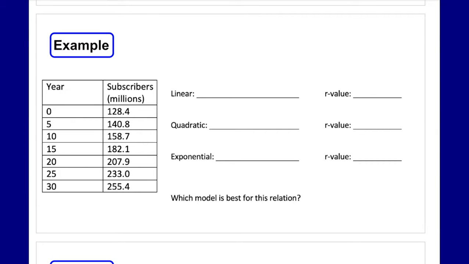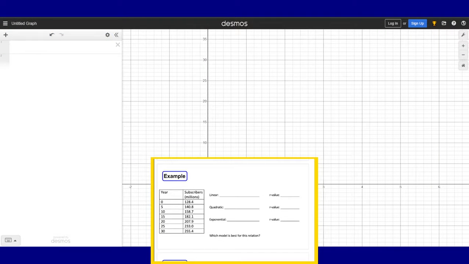So in this case, we're looking at years, every 5 years, and the number of subscribers in the millions. So we're going to go to Desmos. We're going to enter in our table. So click the plus button, select table, and you'd enter in your values. Again, I'm just going to quickly go through it.